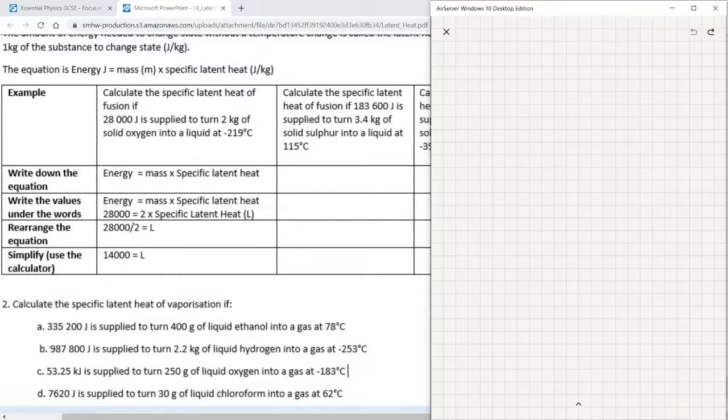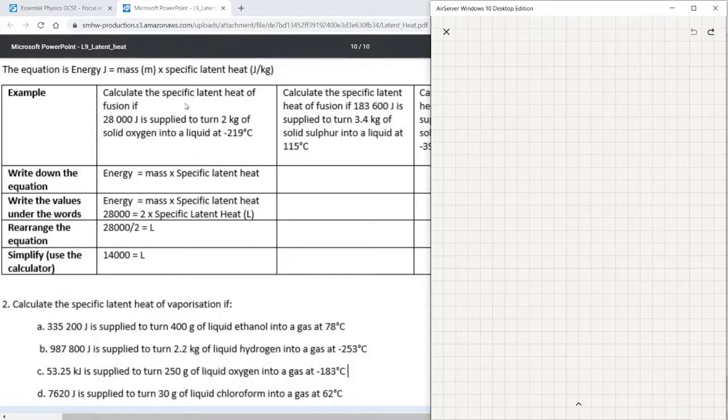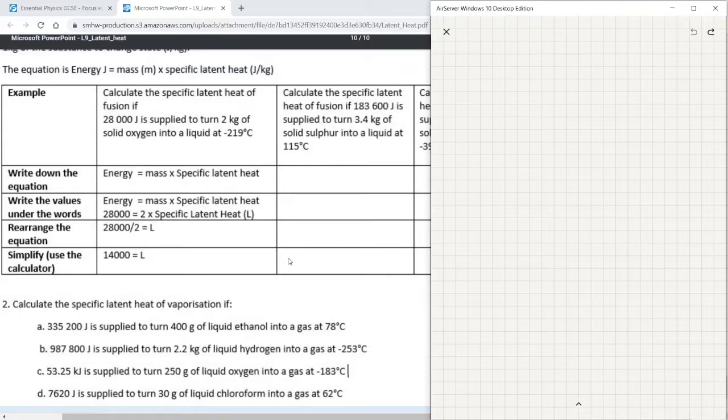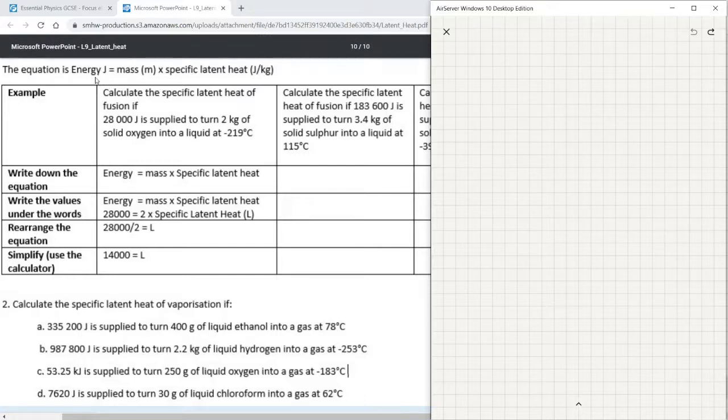So I'm going to work through this question here, which has already got a few notes for it, and I'm going to work through this question here, and then the other two questions you can do yourself, and then do these questions down here. So the very first one, calculate the specific latent heat of fusion if. So the equation relating energy, mass, and specific latent heat is just energy equals mass multiplied by specific latent heat. If you're very observant, you might have noticed that there's a little bit of a mistake here. Mass is not measured in meters, it is measured in kilograms.